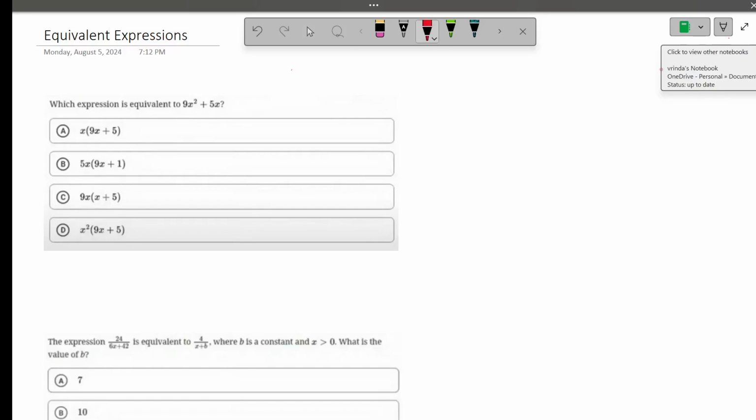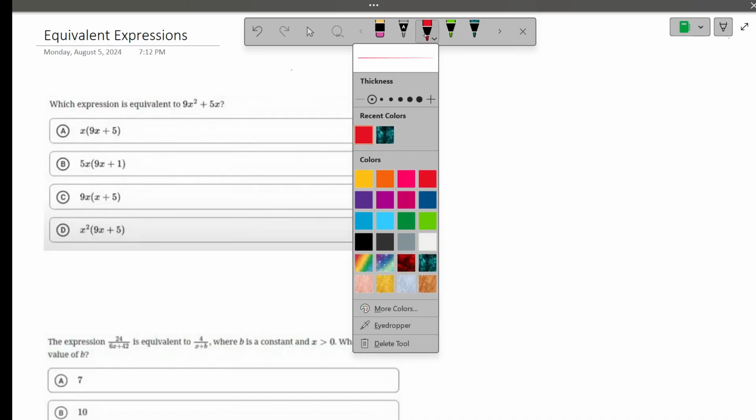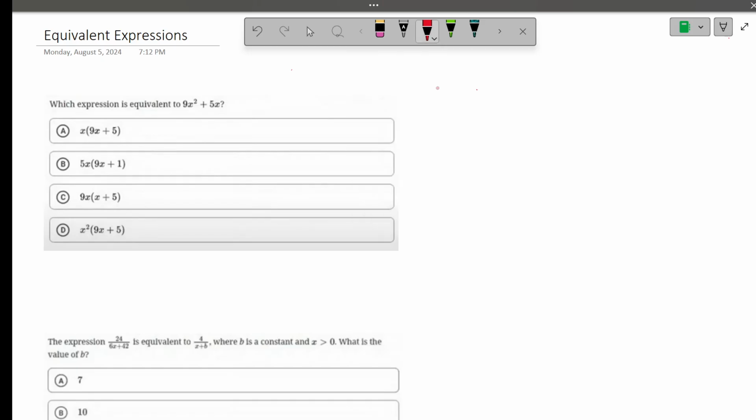How to do questions of equivalent expressions on DESMOS. You can expect minimum one question based on equivalent expressions on SAT Math. Let's look at this. Which expression is equivalent to 9x squared plus 5x?